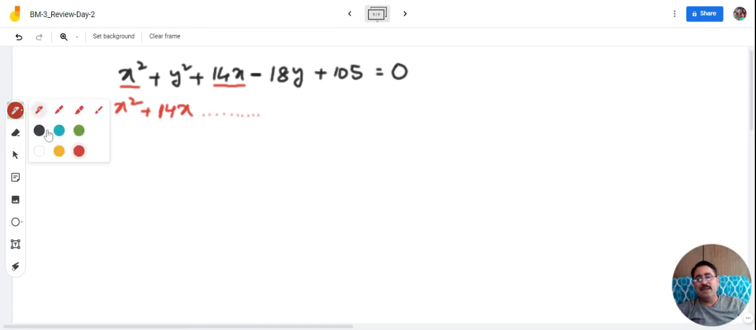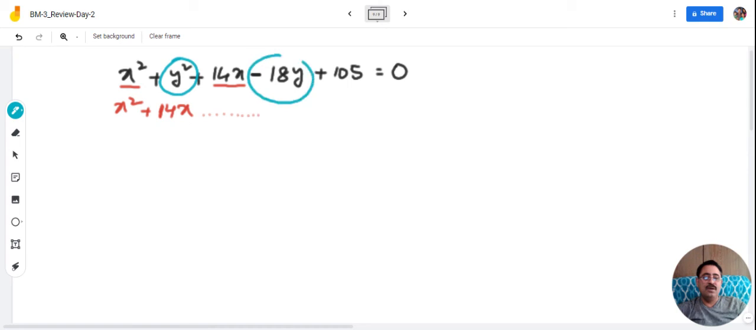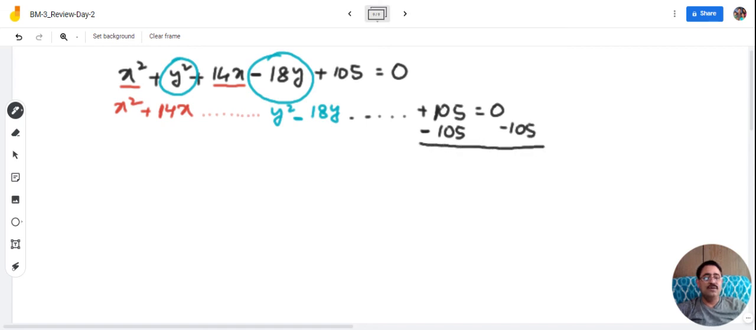Okay, then take the y values, which is y square minus 18y. You write them together. Then plus 105. You may leave sufficient gap in between, equals 0. Now, first of all, eliminate the constant by taking the opposite side on both sides. You know, balancing equations.